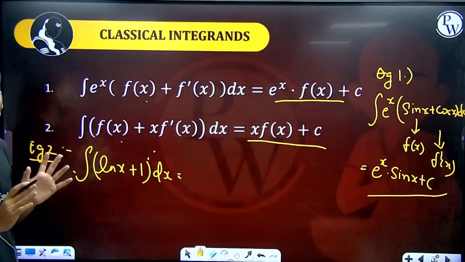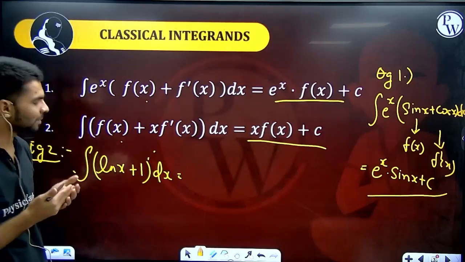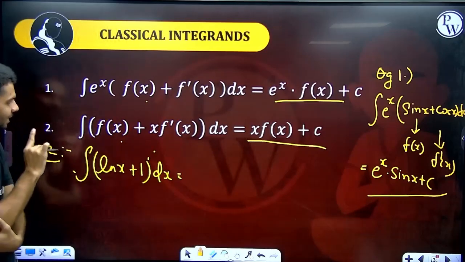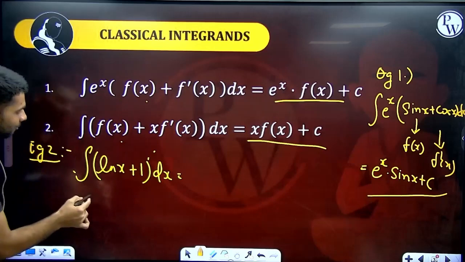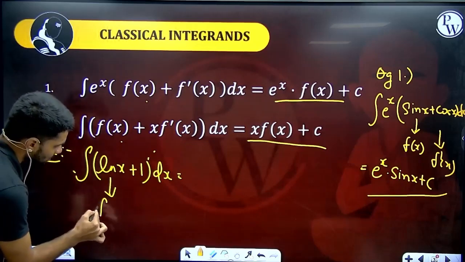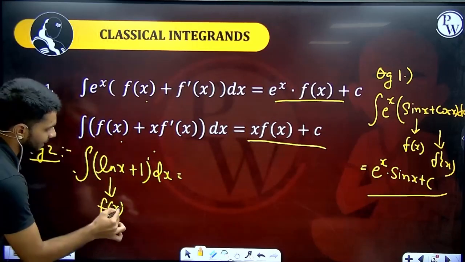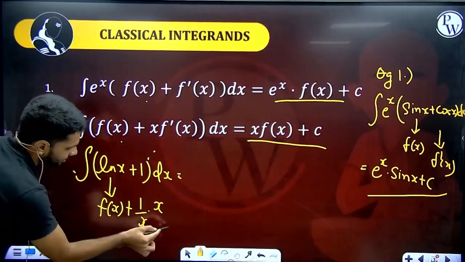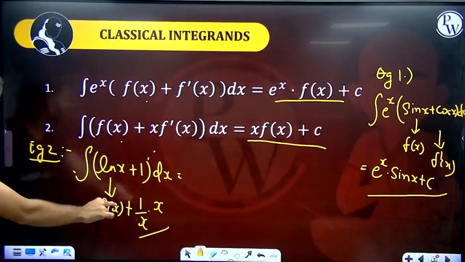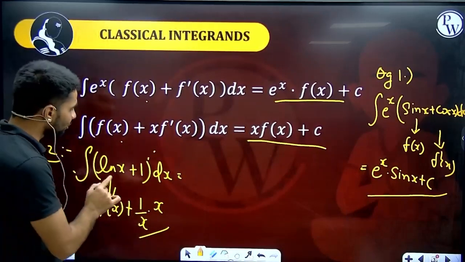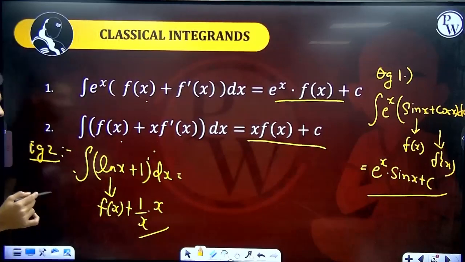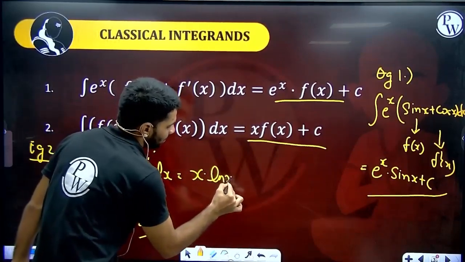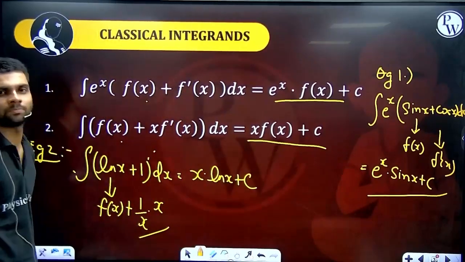So you can do it that way also, but I would prefer that now you solve it by using pattern number 2. Please identify pattern number 2. f of x, its f dash x is 1 upon x into x. That means the pattern is f of x plus x into f dash x. So we can write its integration simply as x into f of x. That means x into ln x plus constant of integration.